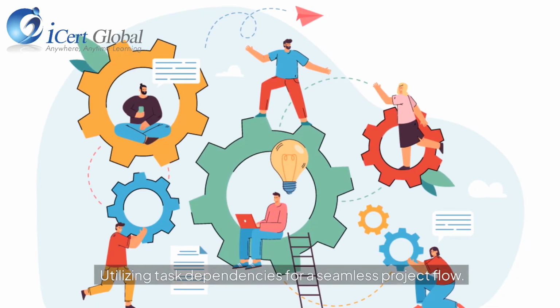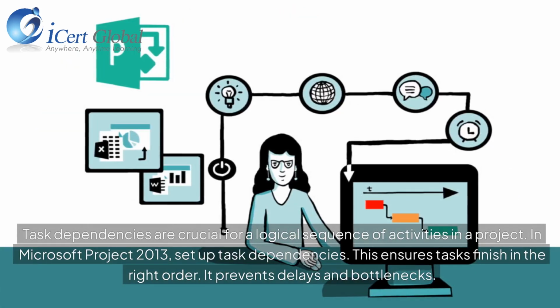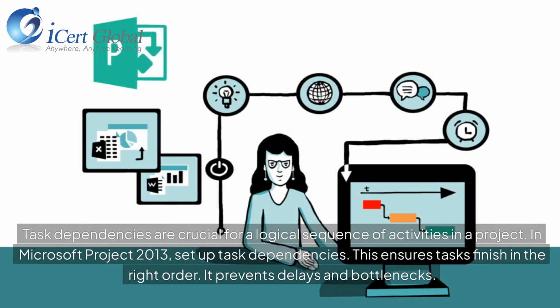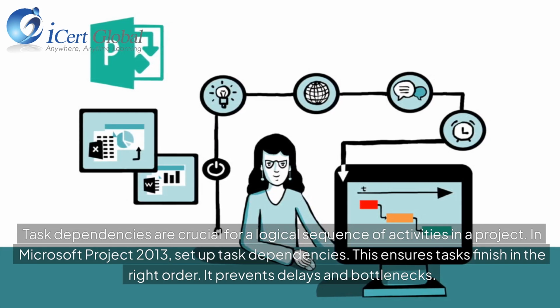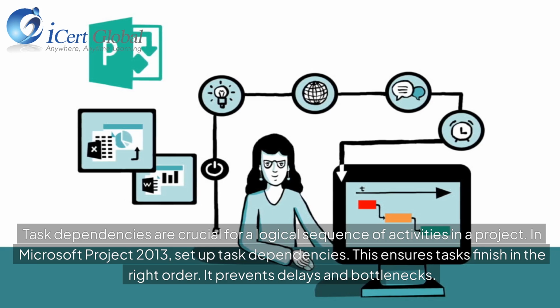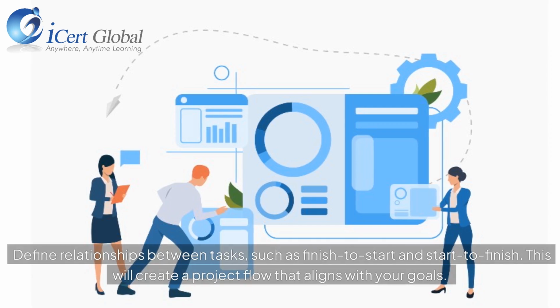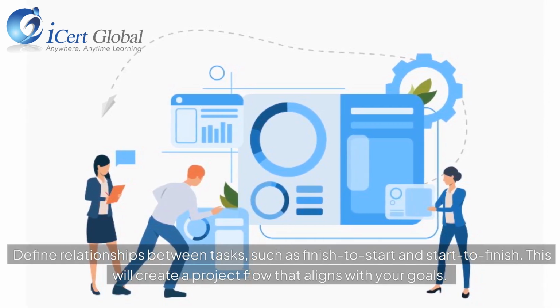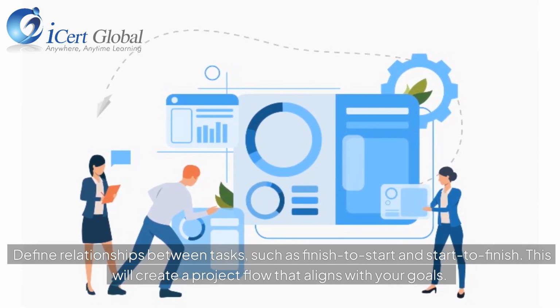Utilizing task dependencies for a seamless project flow. Task dependencies are crucial for a logical sequence of activities in a project. In Microsoft Project 2013, set up task dependencies. This ensures tasks finish in the right order. It prevents delays and bottlenecks. Define relationships between tasks, such as finish to start and start to finish. This will create a project flow that aligns with your goals.